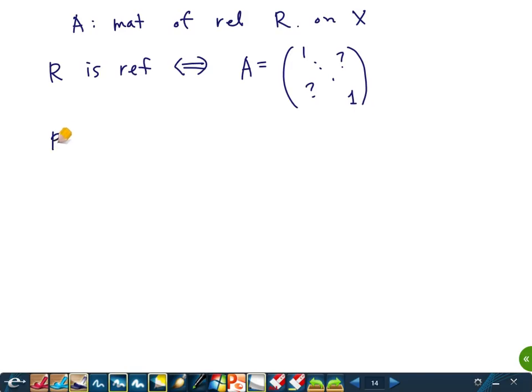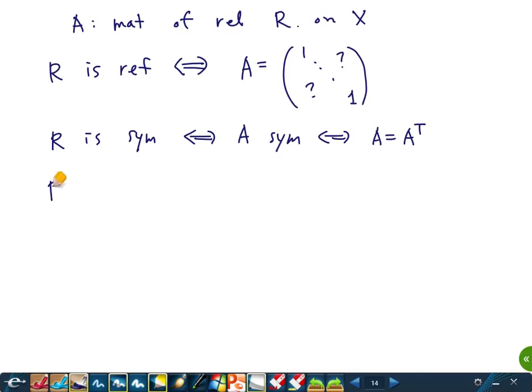What about R is symmetric? Symmetric means A is a symmetric matrix, which means A is equal to A transpose. If you flip your matrix along the diagonal, it must be the same thing.